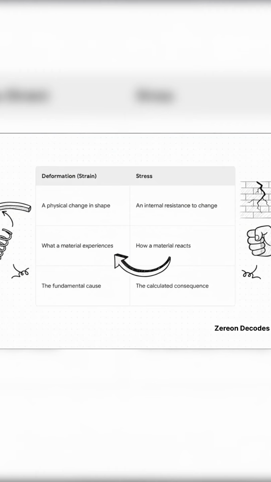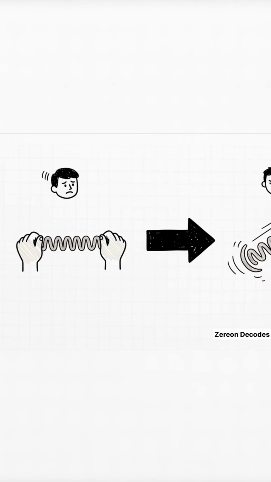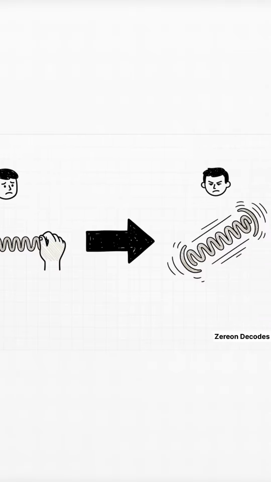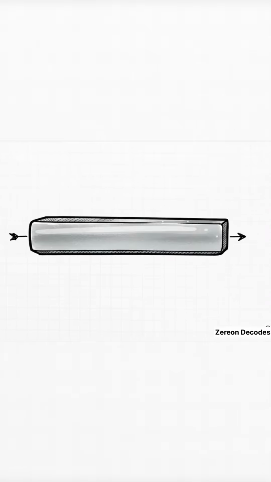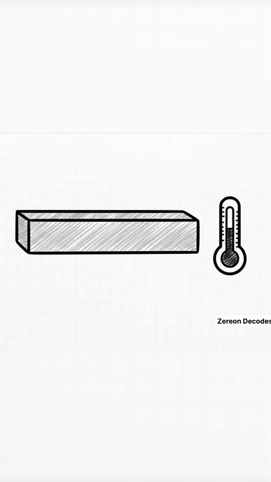And this right here is the key. Deformation happens to the material. Stress is how it reacts. Let's make this crystal clear with a simple thought experiment. It really helps. Okay, picture a simple metal bar. It's at room temp, nothing is touching it. At this starting temperature, everything inside is totally neutral, no stress at all.